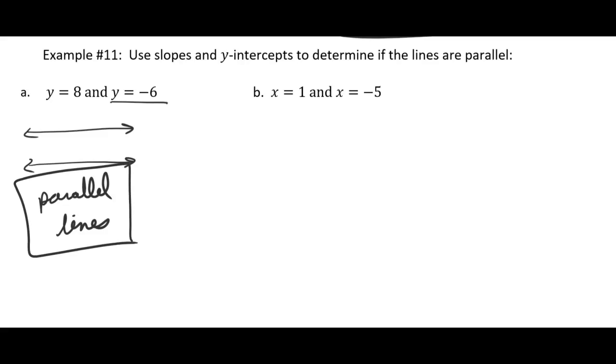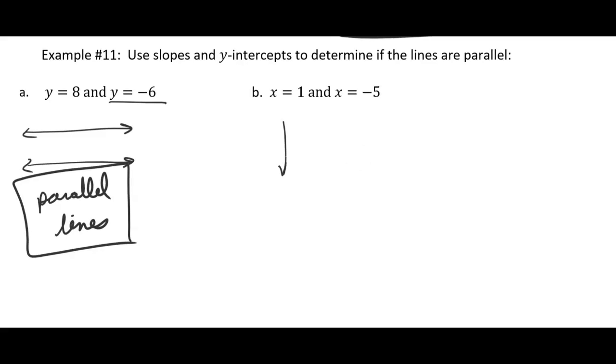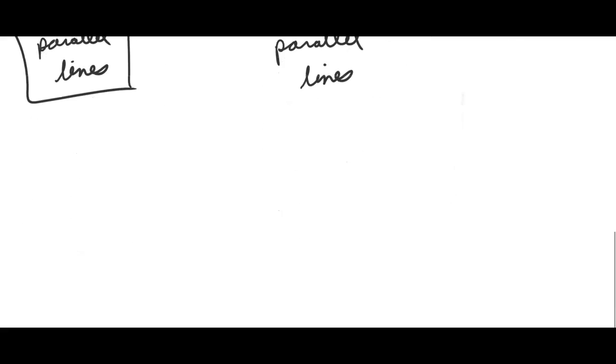Okay, in part B, you have x equals 1. So this time there's no y term, so it's a vertical line. And this one says x equals negative 5, so it's on the other side, but it's also a vertical line, right? And are those parallel? Yes, those are also parallel. So you just have two vertical lines. Okay, so that was fun.